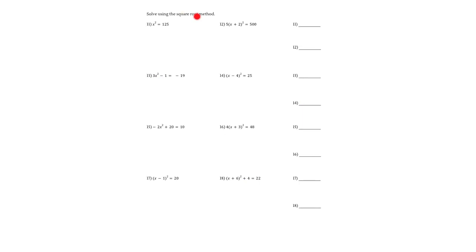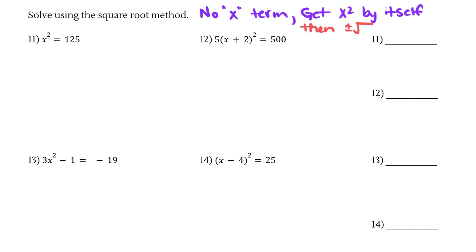For these problems, we are going to be using the square root method. Remember, for the square root method, there can be no x term, so just an x squared, no other x. And we want to not get it equal to 0, but get the x squared by itself before we can square root both sides. We'll start looking at question number 12 here.